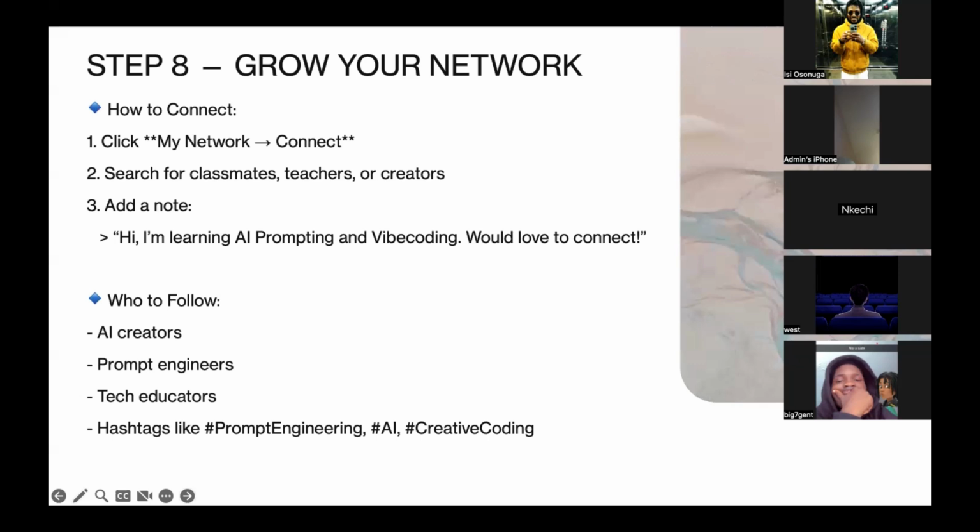Add a note in your network. "I am learning AI prompting and vibe coding. Would you like to connect with me?" Simple and short. If you want it to be specific to Vibe Coders Hub: "I'm learning AI prompting and vibe coding in Vibe Coders Hub. Would you like to connect with me?" That way, the person you are sending the connect request to knows you are from Vibe Coders Hub.